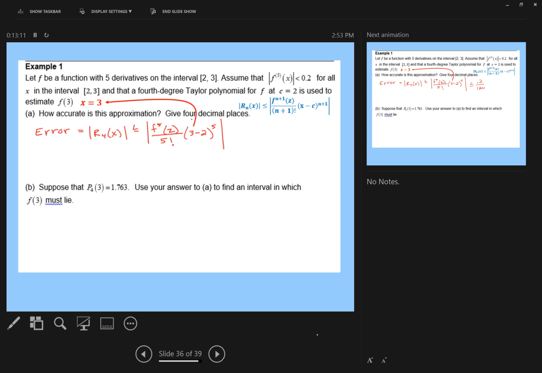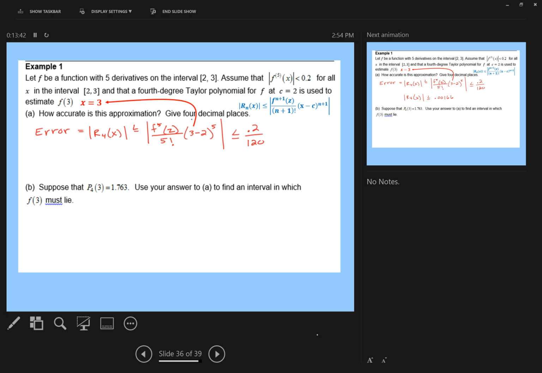So, what is the fifth derivative at z? That is the maximum. What is the maximum fifth derivative? Oh, they handed it to me up there in the problem. It's 0.2. So in place of the fifth derivative at z, I'm going to put in 0.2. If I put in 0.2 and I multiply it by 1 to the 5th and I divide by 5 factorial, isn't that what I get?